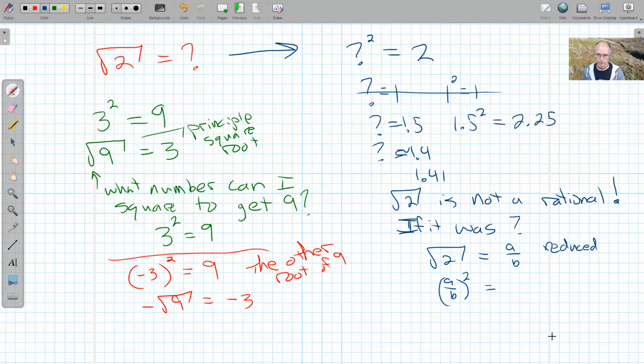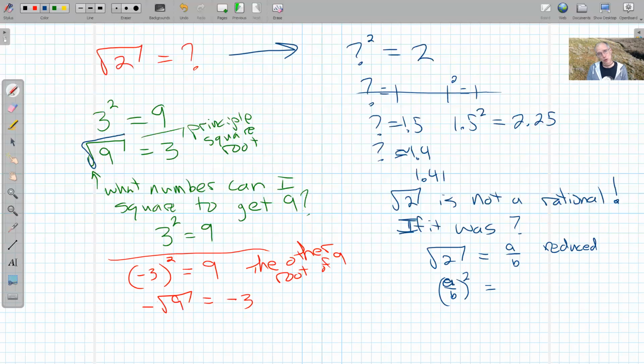Anybody? If I think a over b is the square root and I square it, what will the answer be? Would it be like 9 square root and then b square root? That's an A, sorry, not a 9. A, letter A. Nope. So let's look up here.